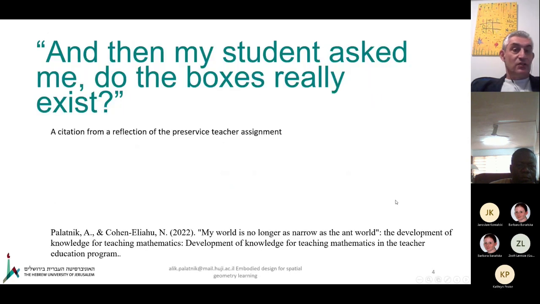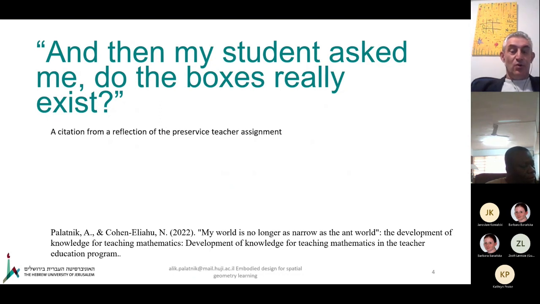Okay, so you can see this, yes? And then my student asked me, do the boxes really exist? So it's a strange question, yes? We all know boxes. Probably we have dozens of them in each of our houses. So it's a strange question to receive. I read this question as a citation from a reflection of a pre-service teacher assignment.